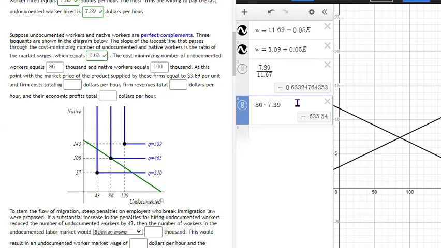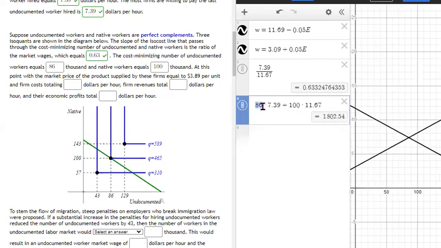Okay, so to get the total cost of labor, we multiply the 86 by the wage rate, and we're going to add the 100 native workers times their wage, 11.67, right? So this is the number of undocumented workers working at $7.39 an hour, and this is the number of native-born workers making $11.67 an hour, for a total cost of $1,800, right? Roughly $1,800.